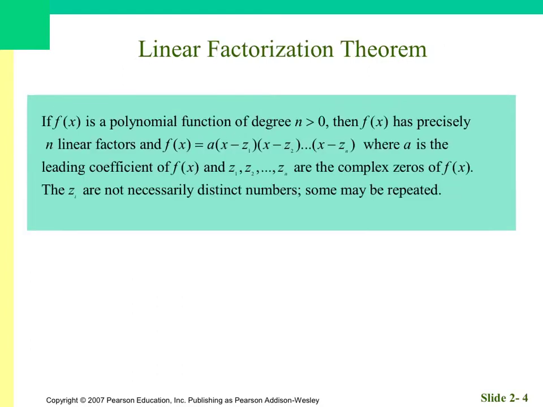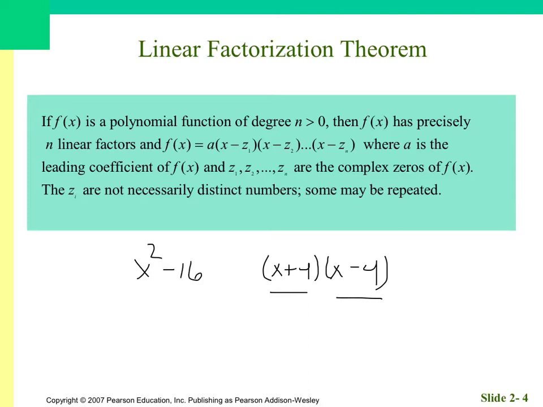If f of x is a polynomial function of degree n greater than 0, then it has precisely n linear factors, where a is the lead coefficient of f of x. The zeros are not necessarily distinct numbers, some may be repeated. For example, if we have x squared minus 16, that's x plus 4 times x minus 4. See, they're not the same, they're different numbers. And see how n was 2? There are 2 linear factors.